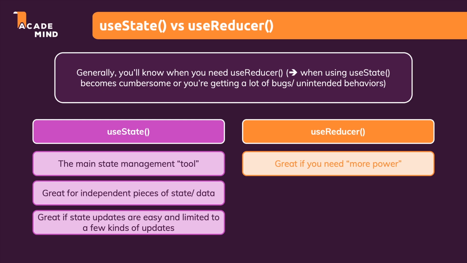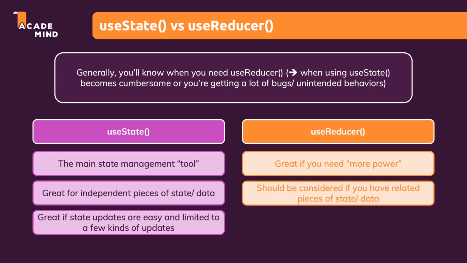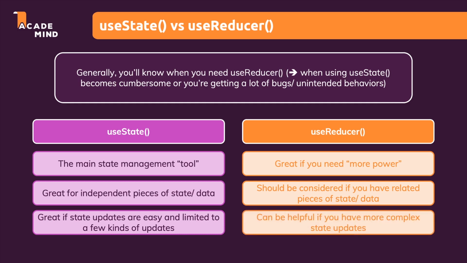You should especially consider useReducer if you're dealing with related data, with state that is made up of related pieces of state. So when you, for example, have a scenario as we had it with our form input state. And in general, useReducer can be helpful if you have more complex state updates, if you have different cases, different actions that can change a state, cases like this.